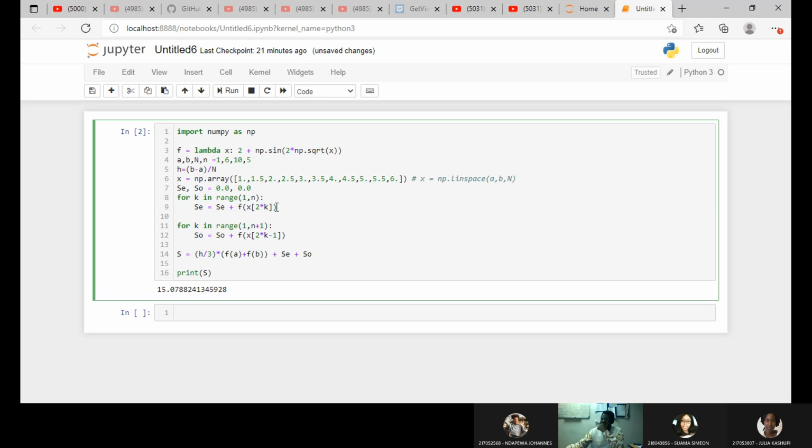Oh, you see what we didn't do? In our formula, we didn't add the factors. Remember that in the formula, we have the factors 2h by 3 and 4h by 3. We didn't multiply. We need to multiply the final result, because here is the summation. It's my fault, I didn't add that. For even it is 2h by 3.